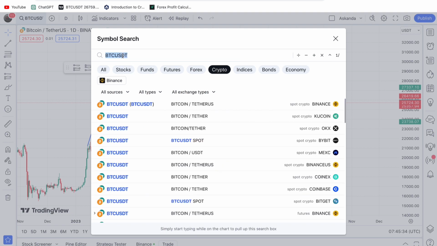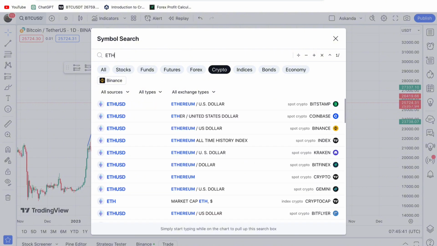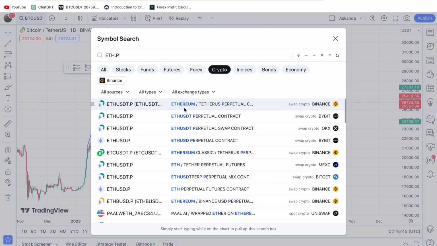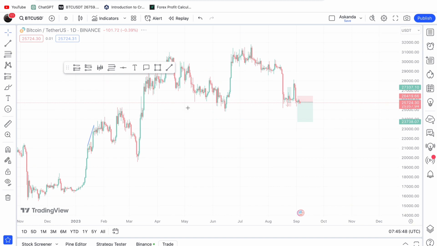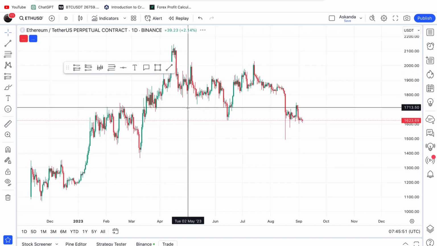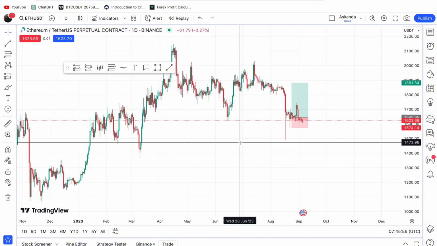So let's say we want to trade ETH. The reason why I'm saying Bitcoin moves 70% of the market is because let's search for ETH right now. So when we search for ETH.P, always add P to it, okay? So always add P to it to make it perpetual because we are trading leverage on Binance futures. So look at the chart for Ethereum.